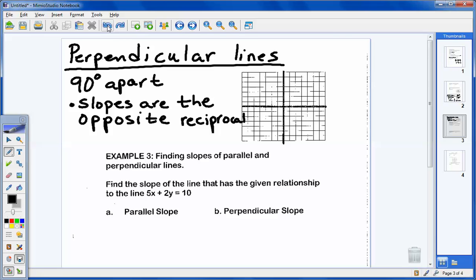Slopes are the what of each other? Opposite reciprocal. Okay, first of all, what's the word opposite mean in terms of math? If I have a positive number, then an opposite would be a negative. Okay? What's reciprocal mean? Like if I had a fraction 2/3, what's the reciprocal of 2/3? What do you do with the numerator and denominator when you reciprocate stuff? You flip. You switch the numerator and denominator. So we have to take a fraction and flip it, and then change a negative to a positive or a positive to a negative. So there's two changes going on here: change the sign, and then flip the numerator and denominator.